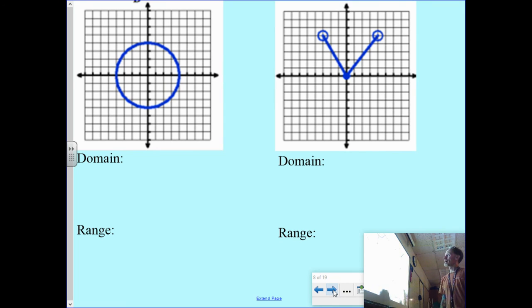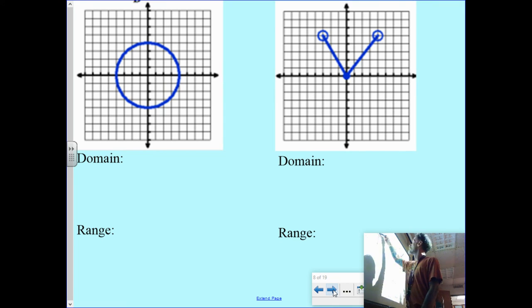Let's look at two more graphs and we'll get into some algebraic stuff. So on the left we have basically a circle. 1, 2, 3, 1, 2, 3, 4. Looks like it goes 4 in each direction.